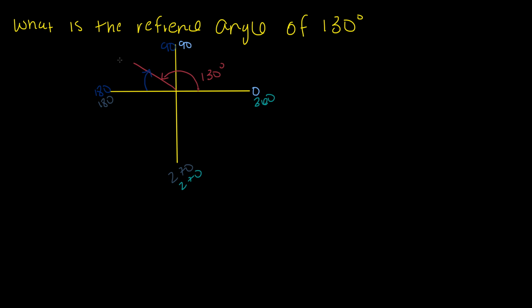So I sketched my drawing. And then what I notice is I'm at the 180 mark, and we always use the horizontal or this x-axis to base our reference angle off of. So in this case, we're on the 180 side, so I'm going to do 180 degrees minus the 130 degrees, and we get 50 degrees. So my reference angle here is 50 degrees.